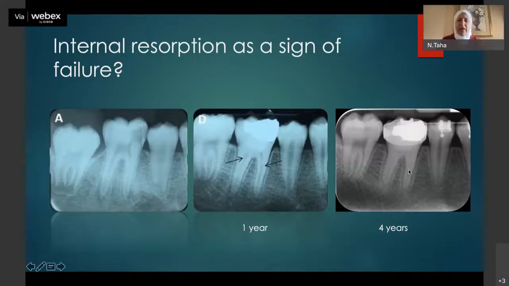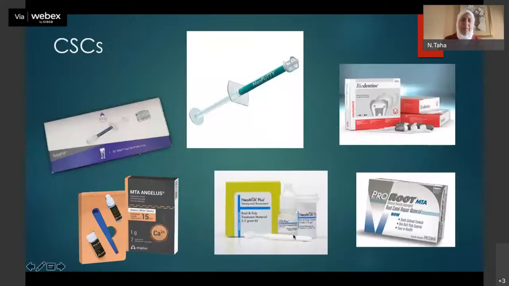There is resolution of internal resorption, and the tooth is completely asymptomatic. The periapex is beautiful with continuous PDL. So this case showed that even internal resorption, if you keep it under close follow-up, might heal, if it's asymptomatic, of course. If there are symptoms, you should initiate root canal therapy.